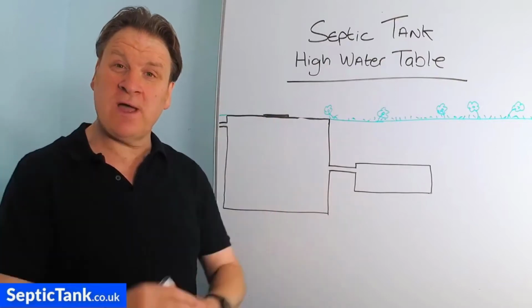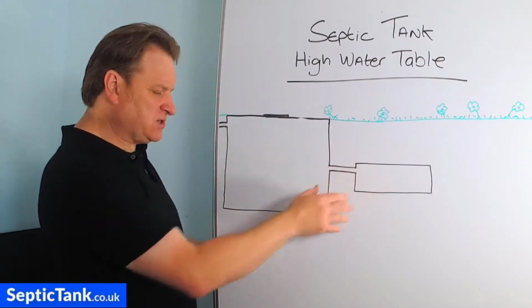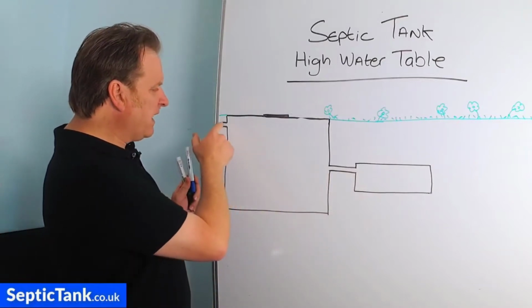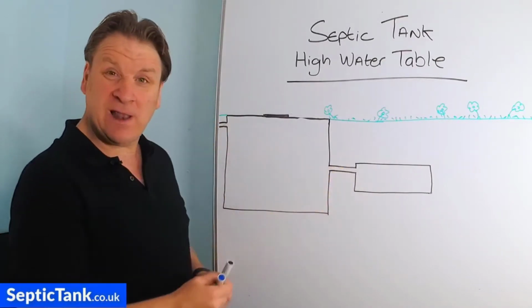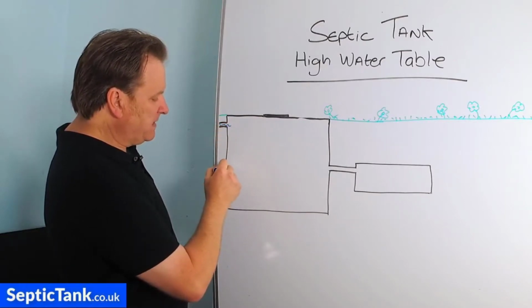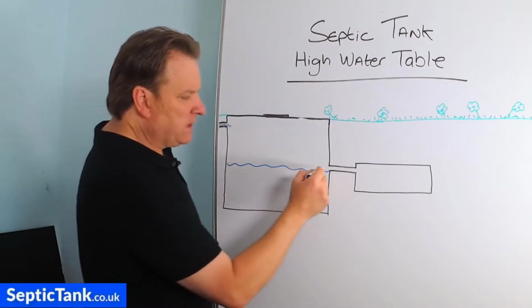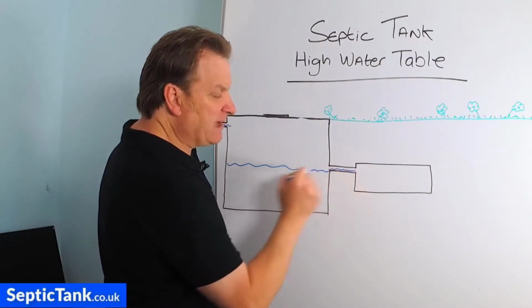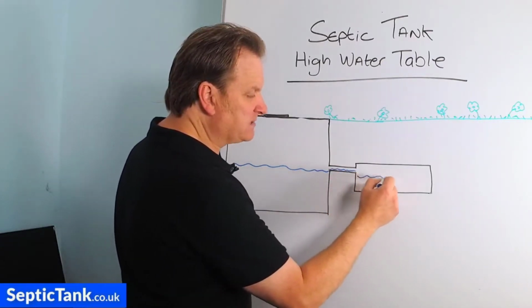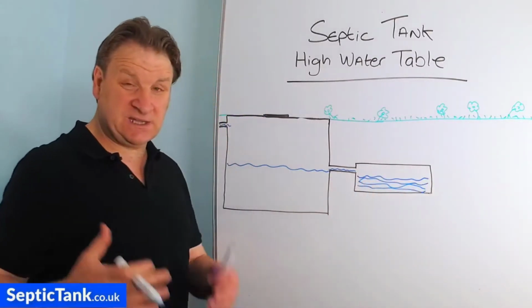So this is your septic tank and this is your soakaway. You've got your inlet pipe and you've got your outlet pipe. Water comes into the septic tank and then it will fill up to this level here. This is your wastewater. It will then normally make its way down the outlet pipe and into the soakaway here. So that's how a septic tank and soakaway work.